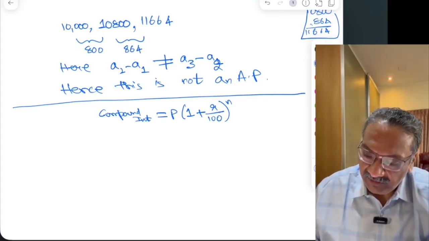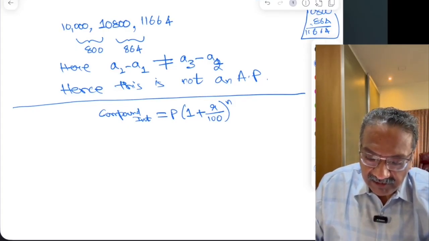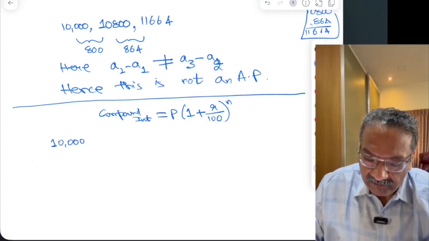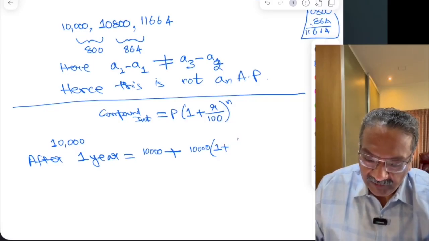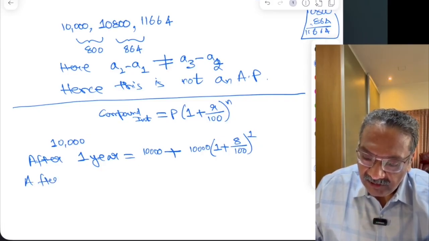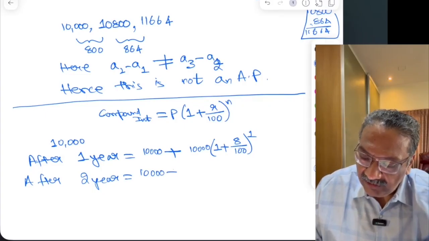So, after the initial, what is the amount? Initially, it is 10,000 rupees. After 1 year, what happens? Principal is 10,000 plus interest is 10,000 into 1 plus 8 by 100 to the power of 1. After 2 years, amount becomes how much? 10,000 plus 10,000 into 1 plus 8 by 100 to the power of 2.